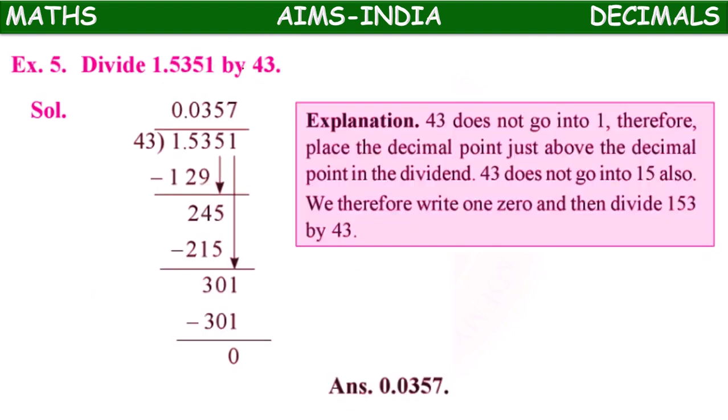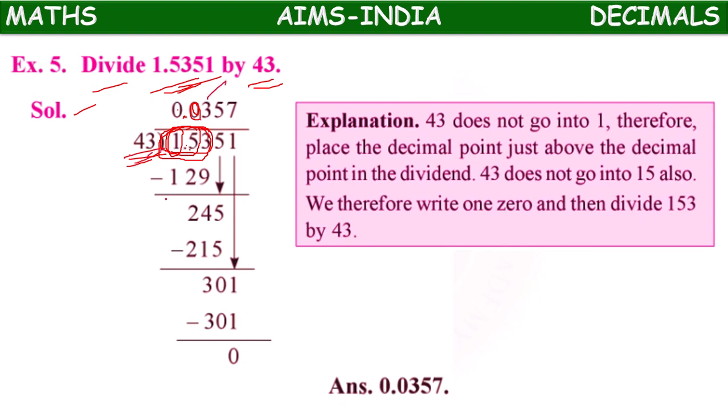Okay, children. Next, divide 1.5351 by 43. Okay, 43. So first, if we take 1, not divisible, small number, we will keep 0 here. Point above point we will keep. Next number 5, it will become 15, still less. So we will take 0 here, because 15 is not divisible by 43. Next we consider 3 numbers, it will become 153. Now it is divisible by 43.